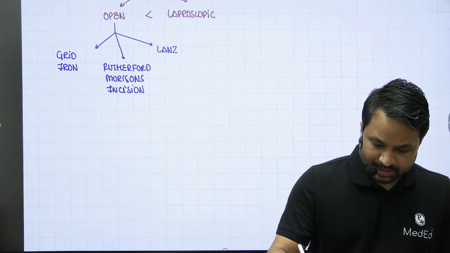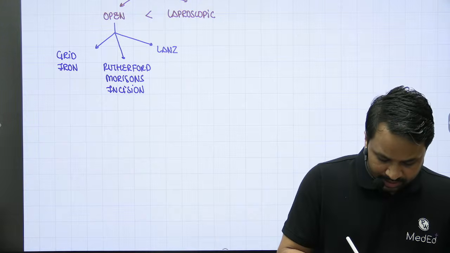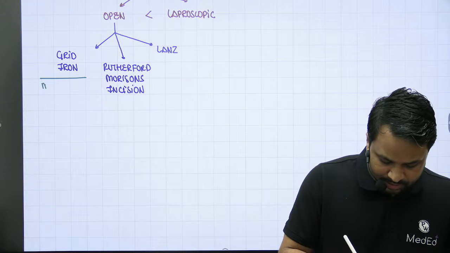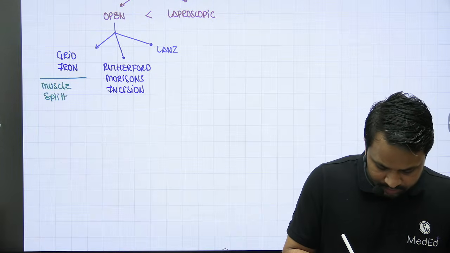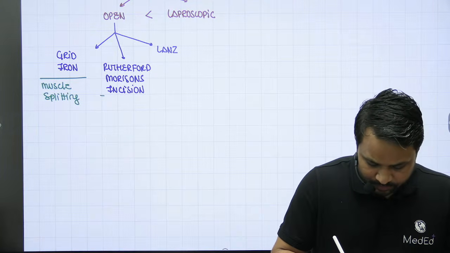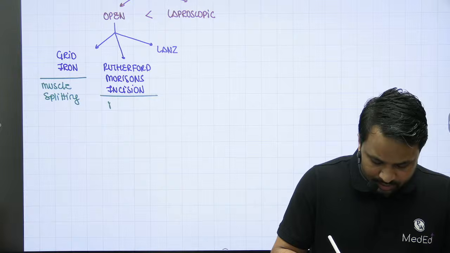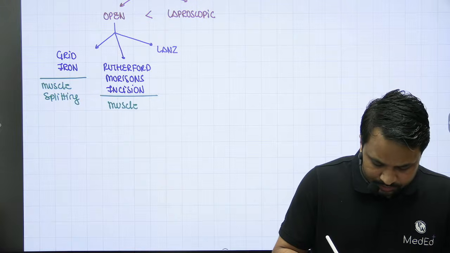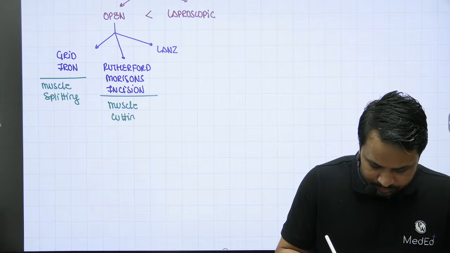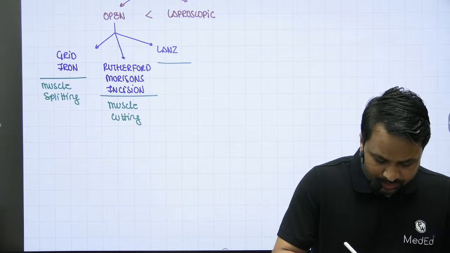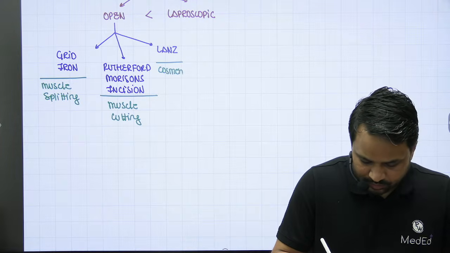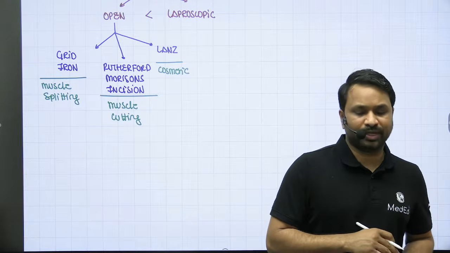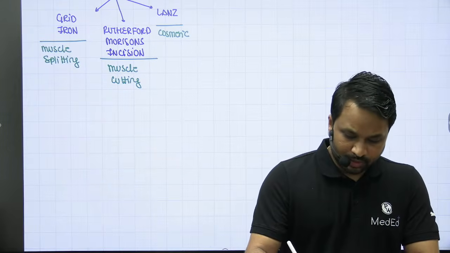Now, what is interesting about each of them is that the grid iron is a muscle splitting incision. Rutherford-Morrison is a muscle cutting incision. Lanz is also muscle splitting, but it is more cosmetic, right? So where would you put the incision?